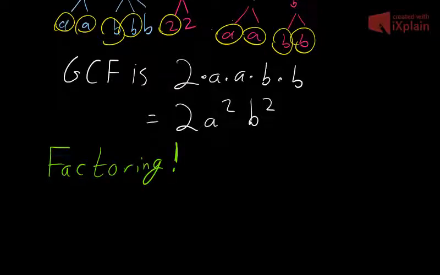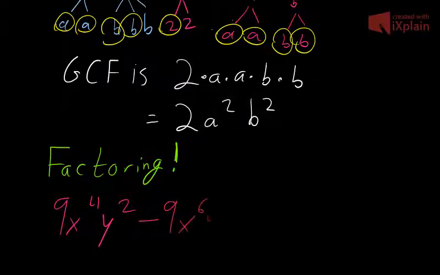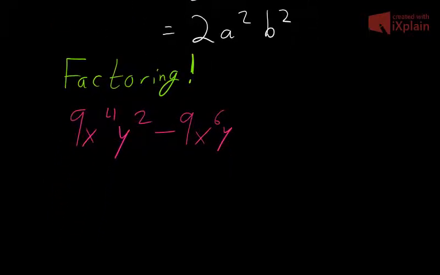So we are going to try to factor 9x to the 4th y squared minus 9x to the 6th y. So when I first off take a factor tree of this, then I'm going to do what's called factoring in a second. But I have to start off with a factor tree so I can find my greatest common factor. The word factor is going to happen a lot this episode.